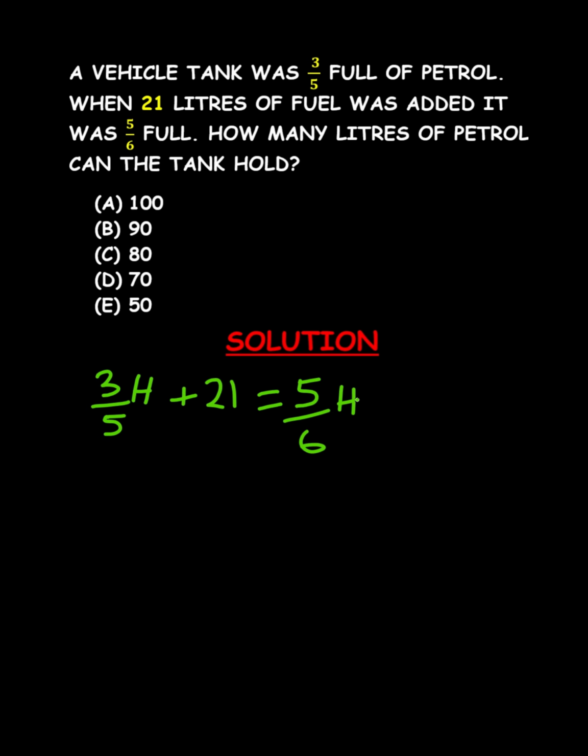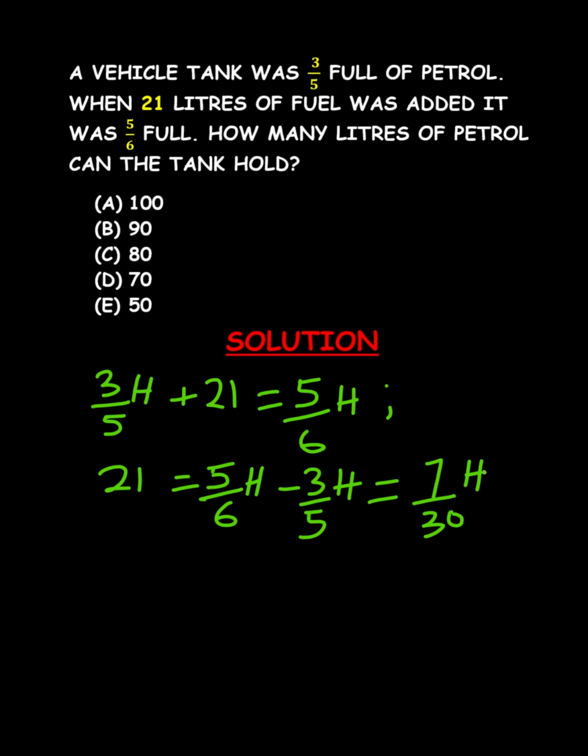Subtract 3 over 5 of H from both sides. 21 is equal to 5 over 6 of H, minus 3 over 5 of H, equals 7 over 30 of H. Multiply both sides by 30. 7H is equal to 21 times 30, equals 630.